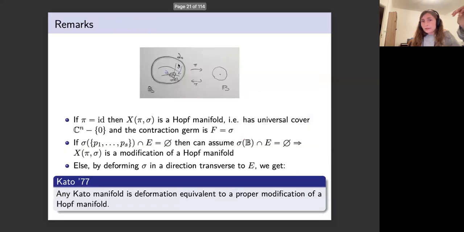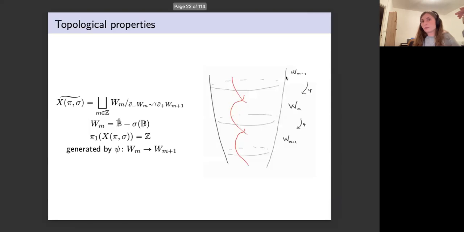So what we draw here is really, again, as for Hopf manifolds, just a fundamental domain of the fundamental group on the universal cover of your Kato manifold. In other words, the universal cover of the manifold is obtained by gluing Z copies of this modified ball minus sigma of B along the boundaries, but now you glue each boundary to the boundary of the next one using the same map. And P1 will simply act by sending one copy to the next one.